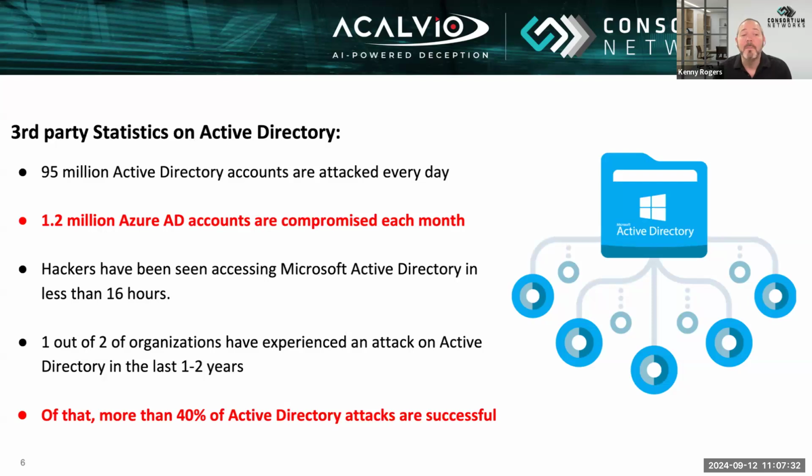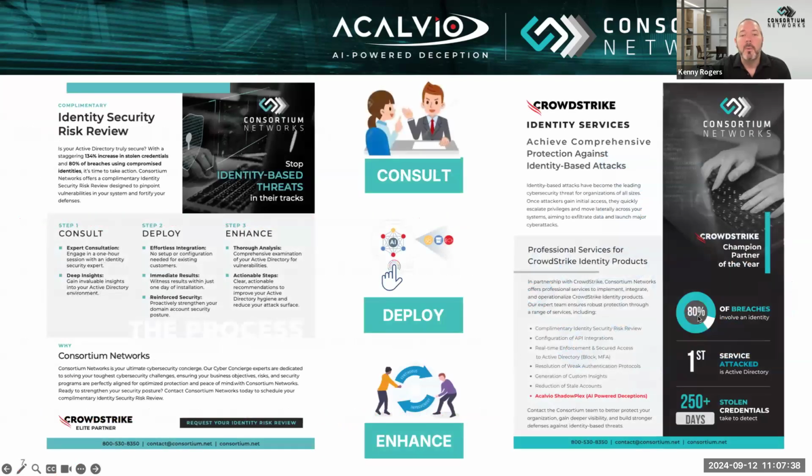And out of that, more than 40% of Active Directory attacks are successful. So at Consortium, we provide an identity security risk review to help with that. Those numbers are staggering, and they highlight the identity challenges faced by most companies and enterprises today.